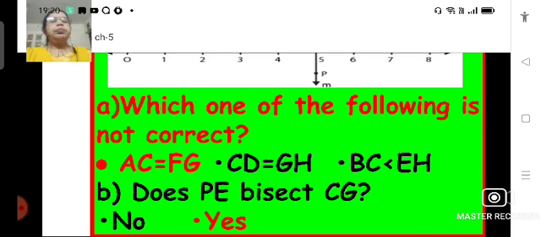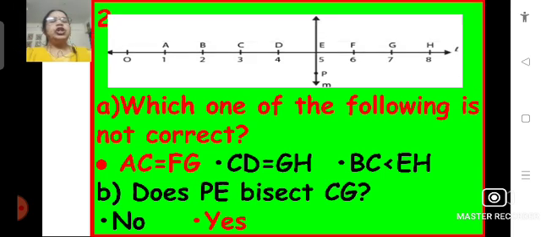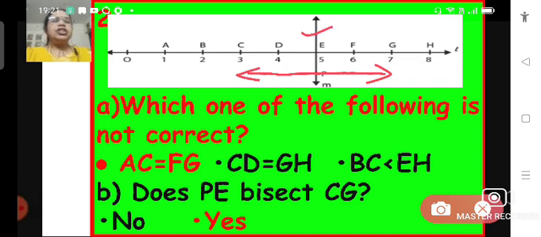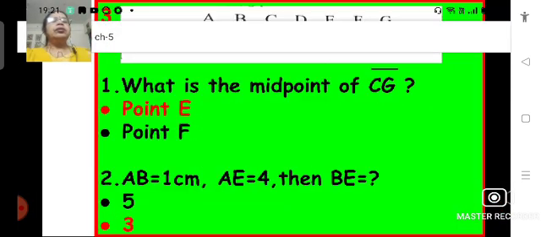Then next question, does PE bisect CG? So CG is this line segment, and we have to decide whether PE is bisecting CG. So, children, by looking at this figure, we can know that CE is having 2 units and EG is also having 2 units. That means CG is divided into 2 equal parts by PE. So yes, PE bisects CG. Yes. The next question.